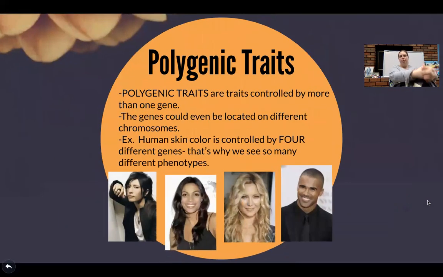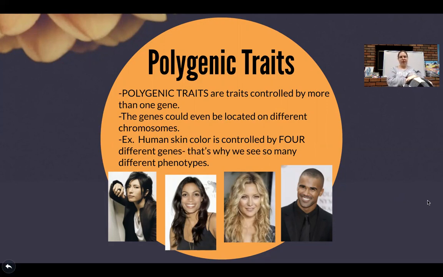All right. Polygenic traits. Now, a lot of what we saw with Mendel, he was just looking at, again, single gene inheritance. So one gene affected the expression of one trait. But what if multiple genes affected the expression of one trait? And we actually see this very, very commonly in humans. So what this means is that there are multiple genes that are affecting how we express a single trait. They can be located on different chromosomes, which is why we see such wide expressions for them.